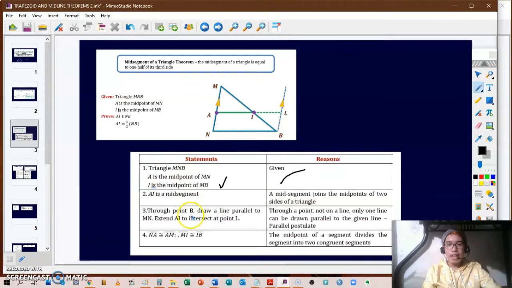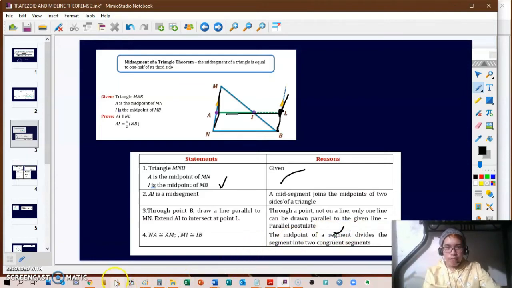For number 2, AI is the mid-segment. A mid-segment joins the midpoints of two sides of a triangle. That's the definition of a mid-segment. And number 3, through point B, draw a line parallel to MN, and then extend AI to intersect at point L. We're going to extend this line to point L. Through a point not on a line, only one line can be drawn parallel to any given line. That's the parallel postulate.